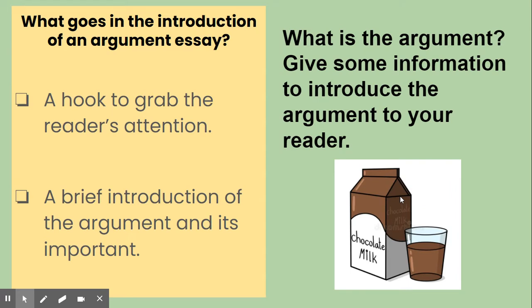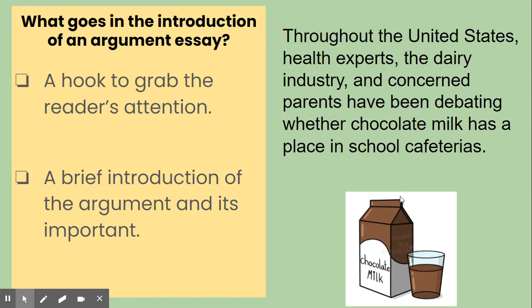Once we have a hook, we want to give a little bit of information about the debate and our argument. So this is like the second part of our literary essay introductions, where you gave some background information on the story you were writing about and who the author is. But instead of that, you're answering, what is the argument? All right. So what is being argued about chocolate milk?